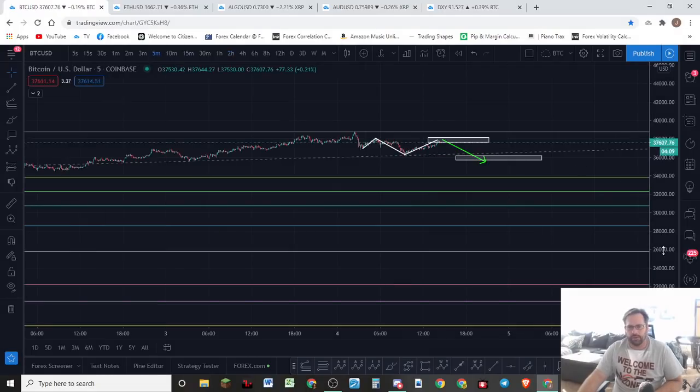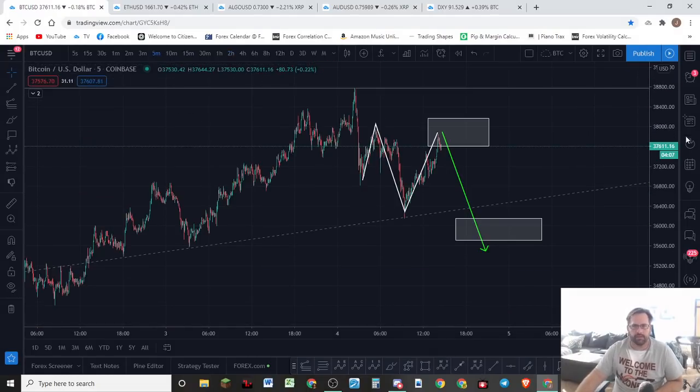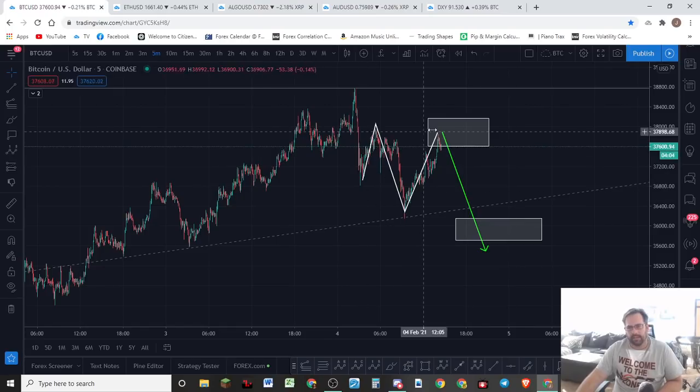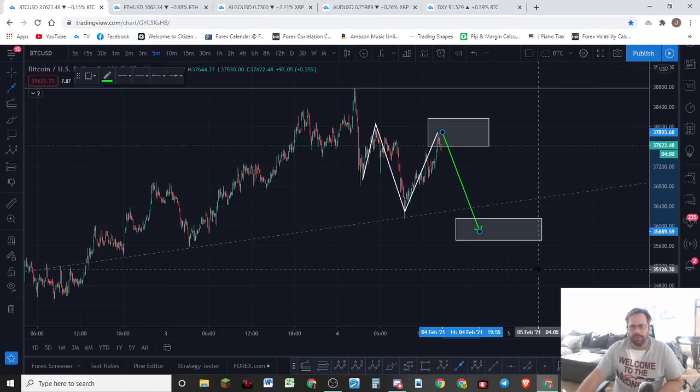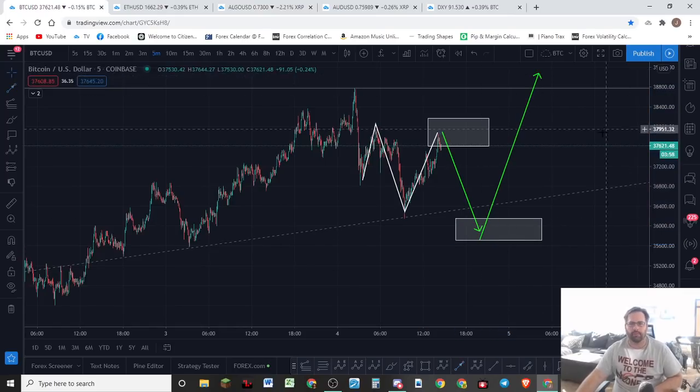Then, guys, we understand that this could simply be 3 waves, and once that's finished, we have more upside to go. That's the way we're thinking about this trade right now in the grand scheme of things.